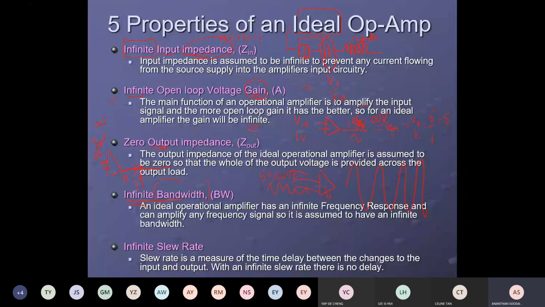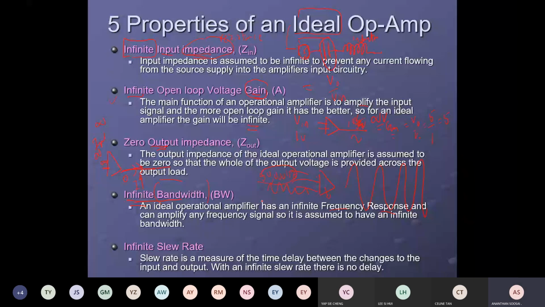So what does an infinite bandwidth mean? Whatever input frequency you give, it is going to amplify it properly with the proper amplification. The ideal operational amplifier has an infinite frequency response. That means for any input frequency, it gives the output with the correct gain. So that's called infinite bandwidth.